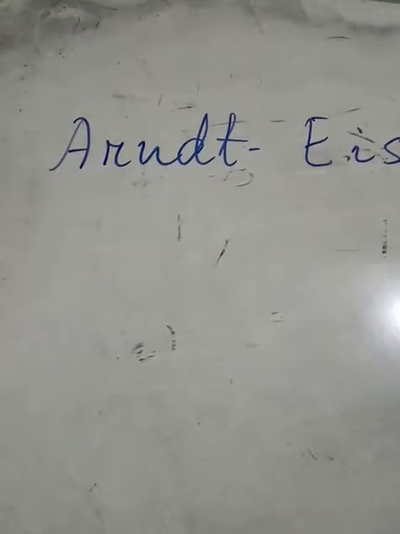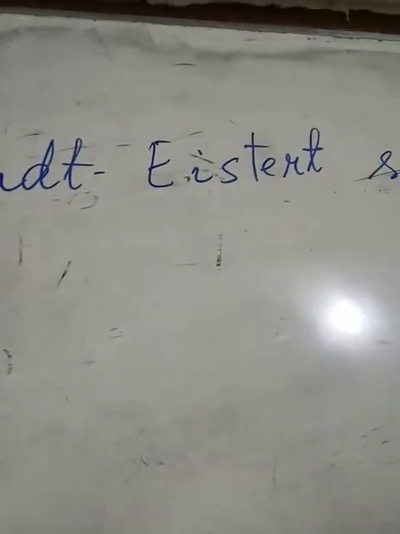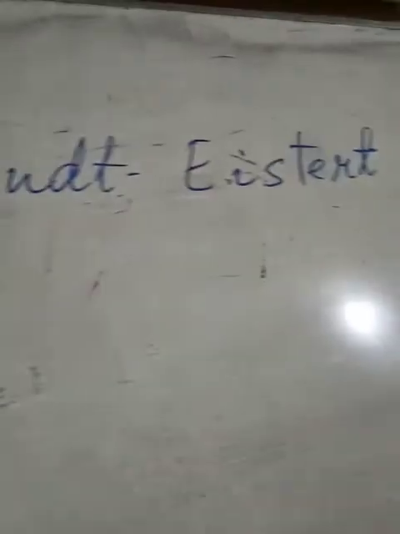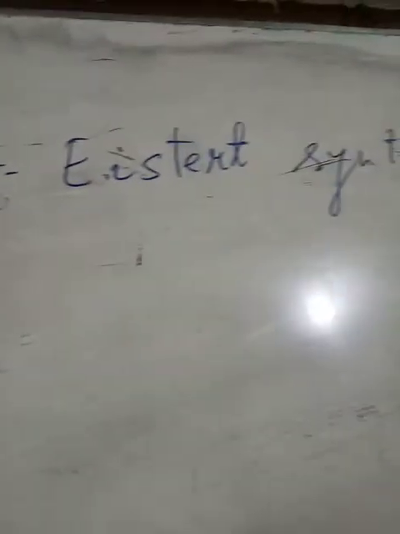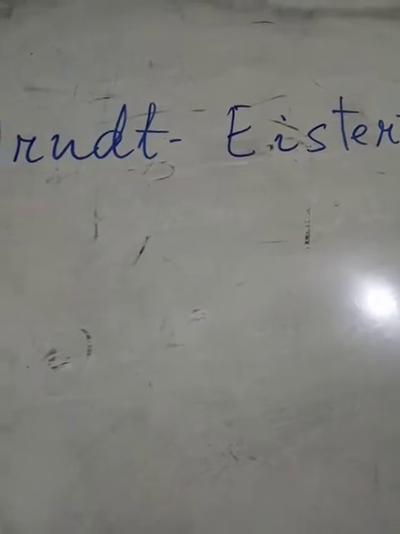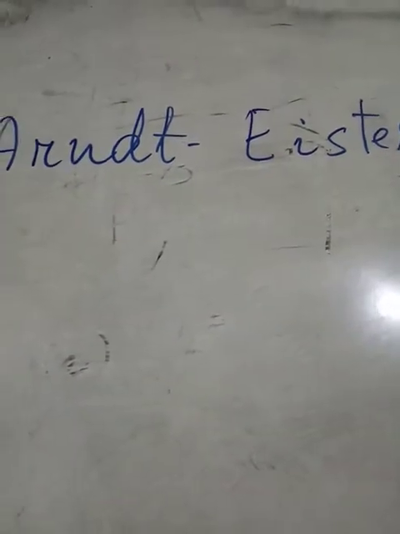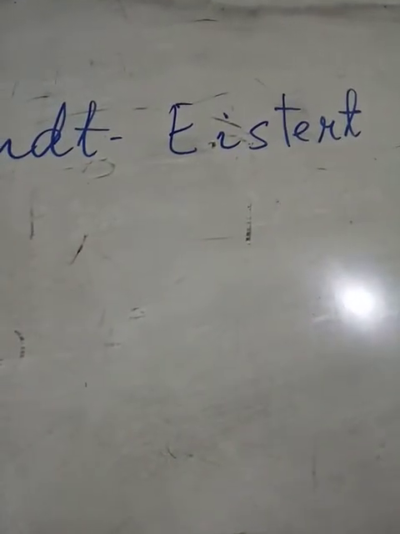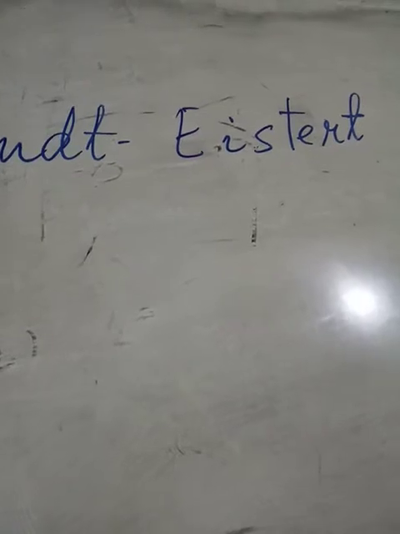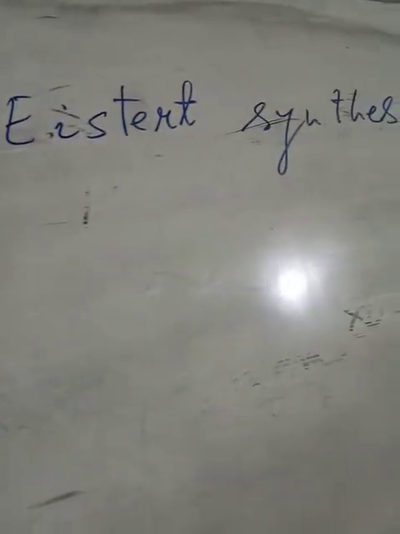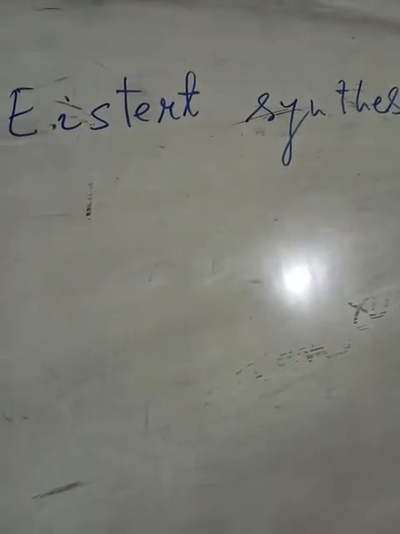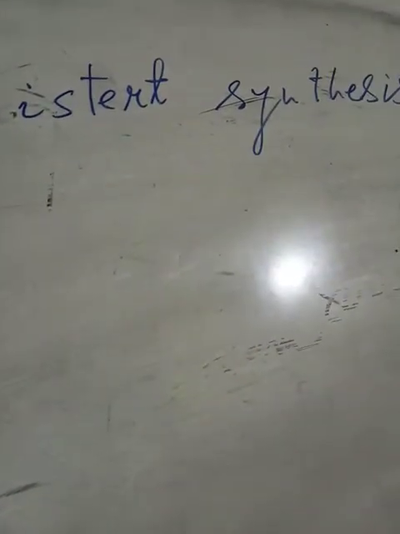Today, another important reaction of acids, that is the Arndt-Eistert synthesis or Arndt-Eistert reaction. By this reaction, we can prepare higher members of fatty acids from their lower members. That means formic acid to acetic acid, or acetic acid to propanoic acid to butanoic acid, etc.